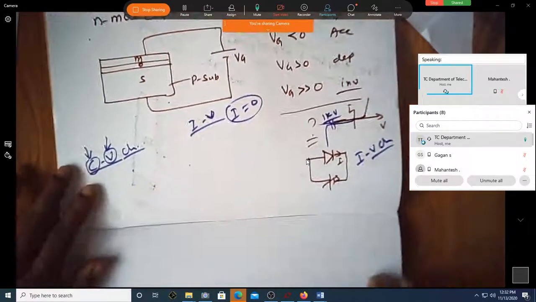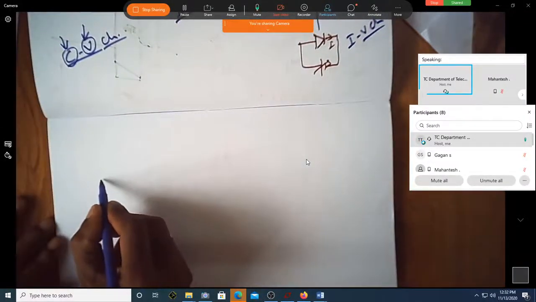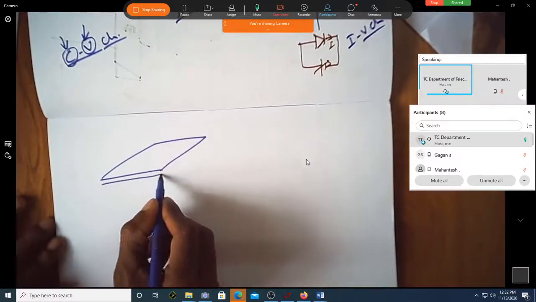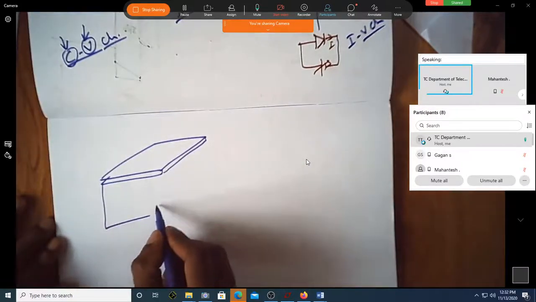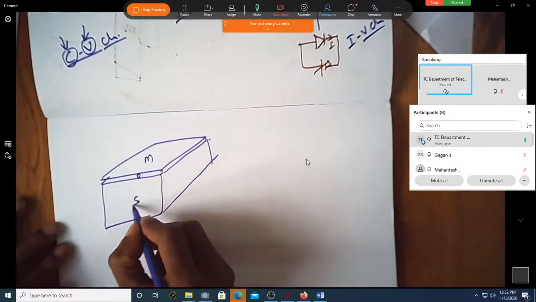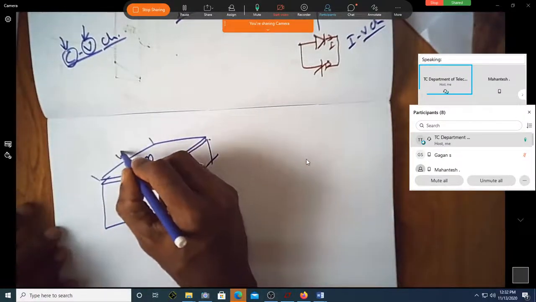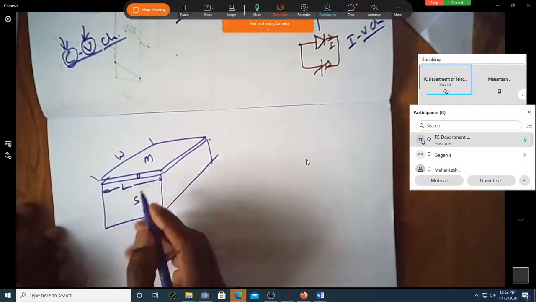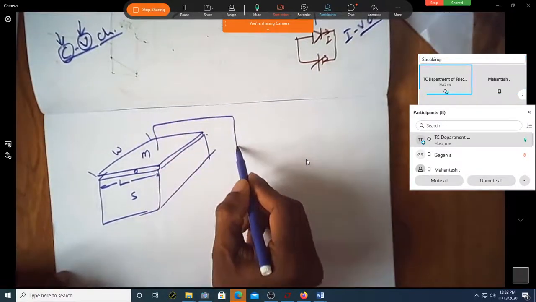Suppose I say MOS capacitor, does the 3D view of the MOS capacitor look something like this? This is metal, oxide, semiconductor. It will have some length and width dimension. All capacitors can be square, rectangular, or circular. You're going to apply the voltage between this and this.